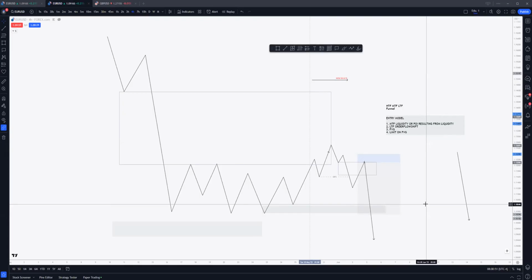Any other questions regarding the entry model? No, I think that's good for me. Anyone else? Nope, that's good. Okay, so super simple.